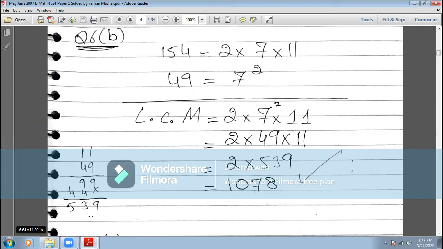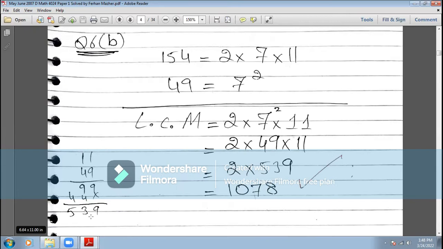So 2 into 7 square into 11. So 2 multiply 49 into 11. So it will be 2 into 539. When you multiply 49 with 11, you get 539. And 2 multiply 539 will be 1078. 1078. So the whole question is showing up on your screen. I have checked its answer and it's right. So we are going to the next question.